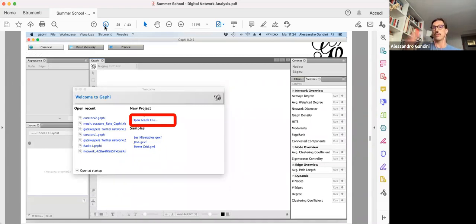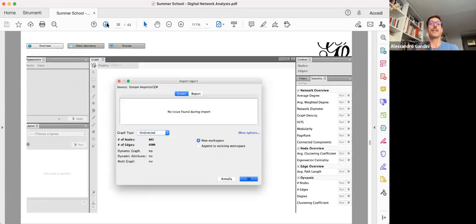I'm showing a little bit of a step-by-step guide. And of course, you'll have these slides, so don't worry. You can reconstruct this process by yourselves at home or later today with your groups, absolutely. So open the graph file. And generally, if everything is fine, you're given back a screen like this, which tells you no issue found during import. That's as good as it gets.